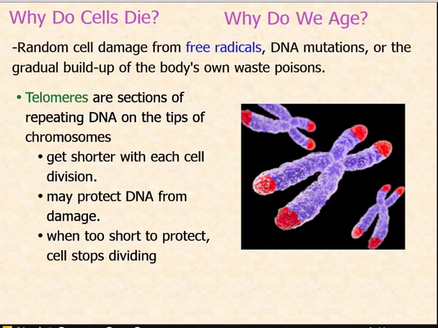And every time that the cell divides, those tips get a little bit shorter. So imagine every time you tie your shoes that the tips on your shoelaces got a little bit shorter and a little bit shorter. Pretty soon the tips on these chromosomes become so short that the DNA in the chromosome might actually become damaged. So the cell says, we got to stop dividing.